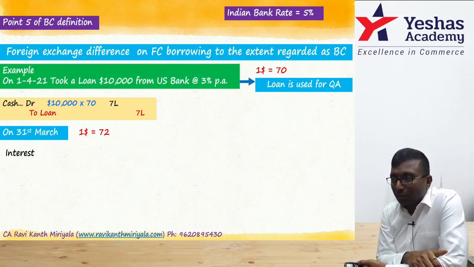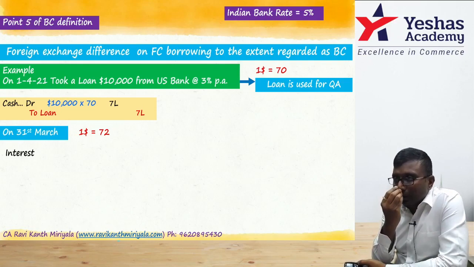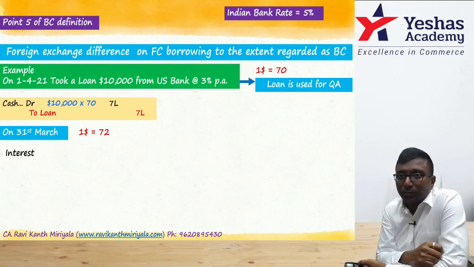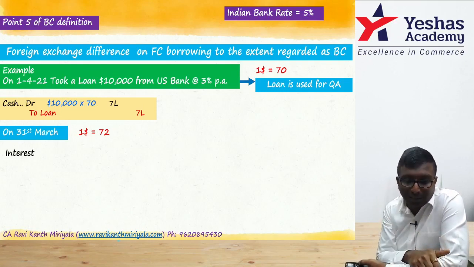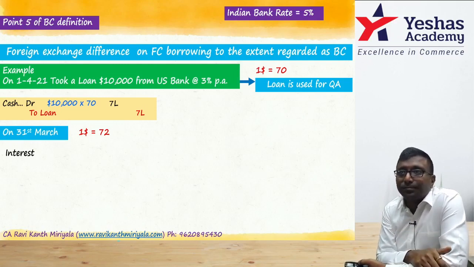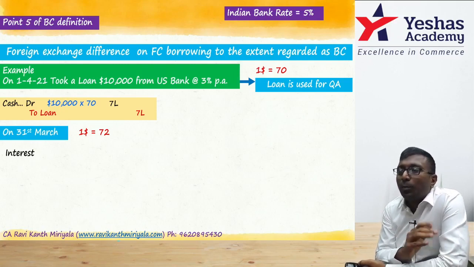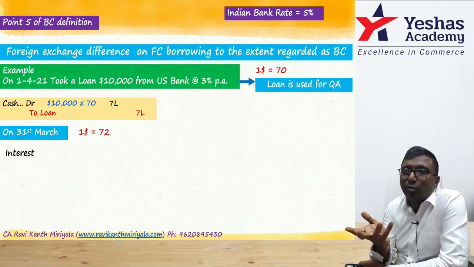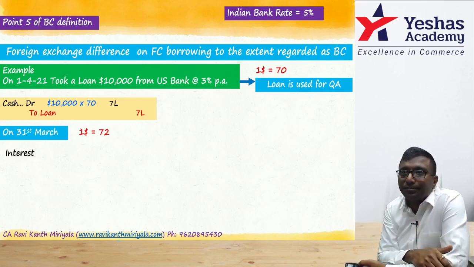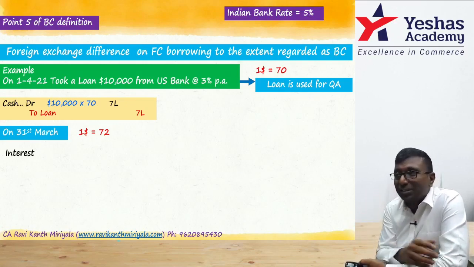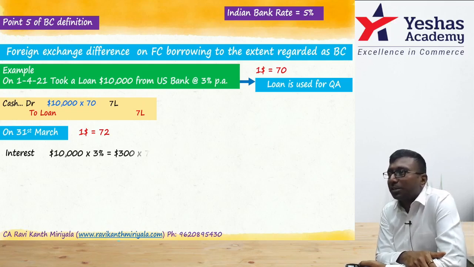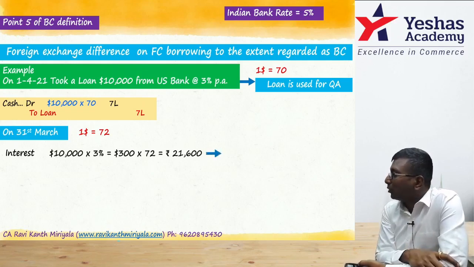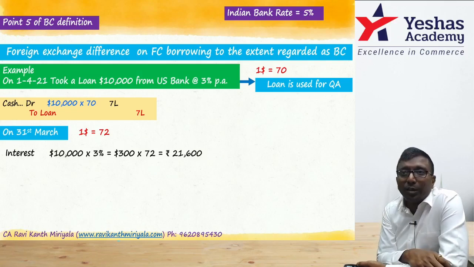21,600. How did you get the 21,600? 7 lakh into 3% is the wrong answer. 21,000 will come. That is the wrong answer. Do we pay it in dollars or do we pay in rupees? Dollars. If you take 7 lakh into 3%, where is the dollar here? Correct. So $10,000 is the loan amount. $10,000 into 3% into 72. That is $300 you have to pay into 72. That number is your cost.